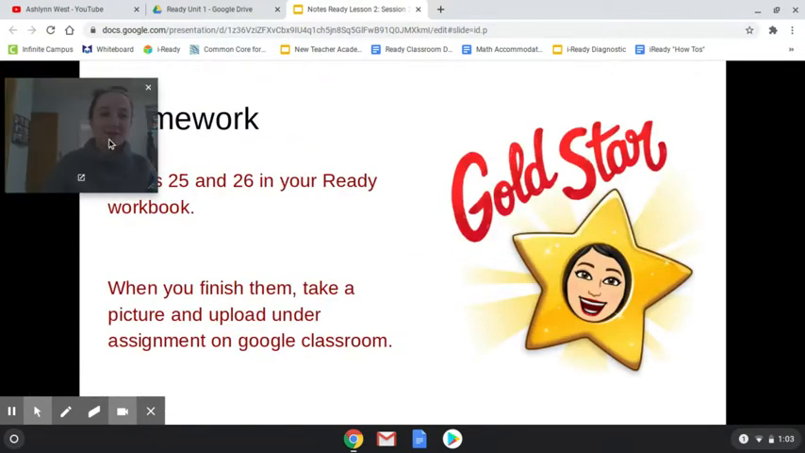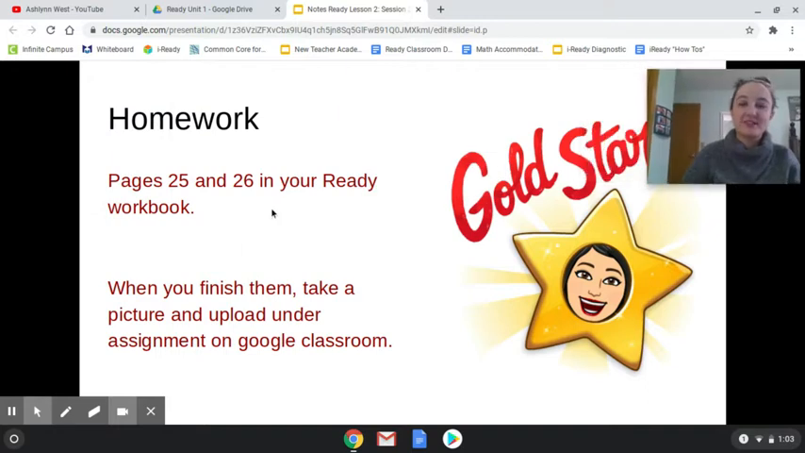Lastly, your homework is going to be those pages 25 and 26 in your Ready workbook. They're going to be due tomorrow at 9 a.m. per usual. And again, if you don't have the Ready workbook, there is a PDF version available that you can use.